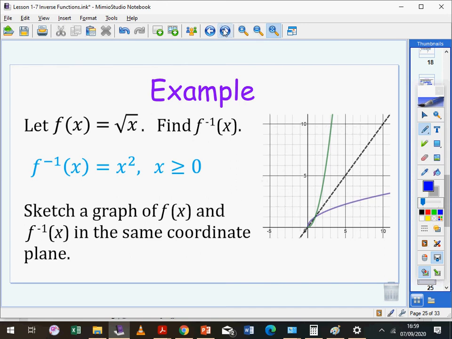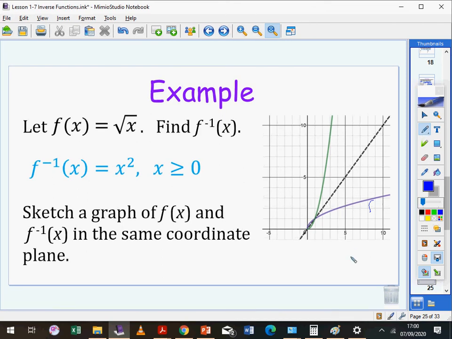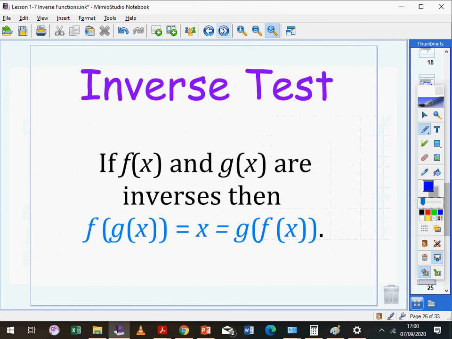If I graph f of x and the inverse function of x, this would be my f of x. This is the f of x right here, and this is my inverse of x right there. How do you do that? By reflecting the function f of x over the line y is equal to x.